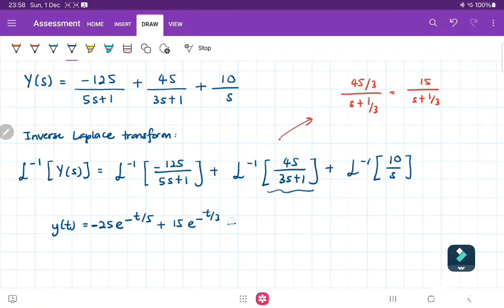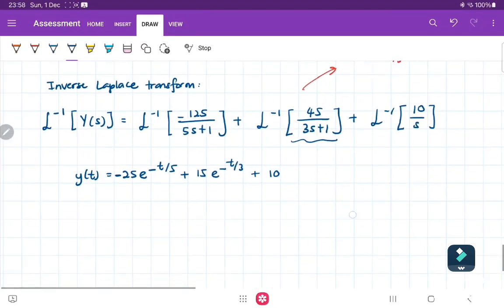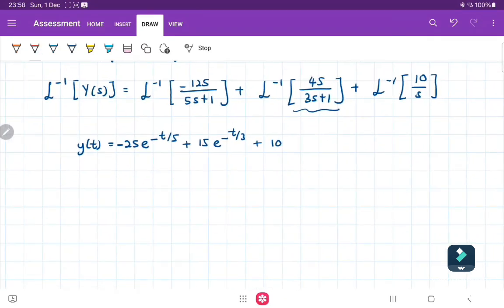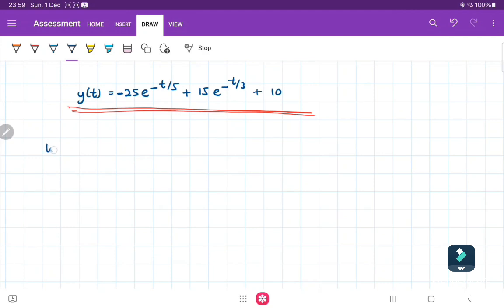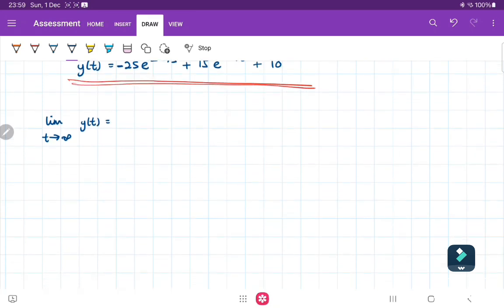10 over s is simple, it is basically just a constant. Okay, so this is your y of t. Okay, next thing, what you want is you want to find the limit of t goes to infinity for your y of t. Okay, so there are two ways to do it, but as usual I like to do it using the s domain, which is the final value theorem or the initial value theorem.